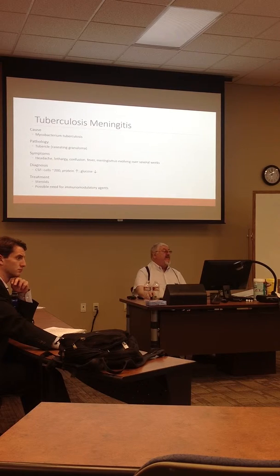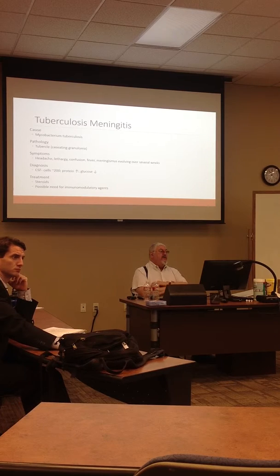These are the signs of it. There should be a tubercle somewhere in the brain that you'll pick up on scan. They have headaches, the usual things, headaches, confusion, fever, and the CSF will have about 200 cells in the range. There'll be increased protein, decreased glucose.